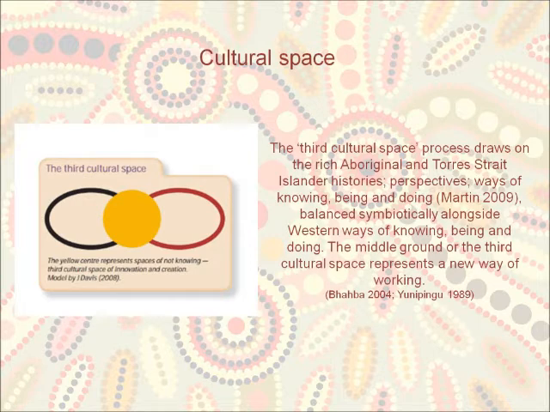the space where people can share their knowledges, and it's not just one or the other, and value both types of knowledge. Barber and Yunupingu in 1989 and 2004 state that the third cultural space process draws on the rich Aboriginal and Torres Strait Islander histories, perspectives, ways of knowing, being and doing, balanced symbiotically alongside Western ways of knowing, being and doing. The middle ground, or the third cultural space, represents a new way of working, and I'd have to say that's a very rich way of working.